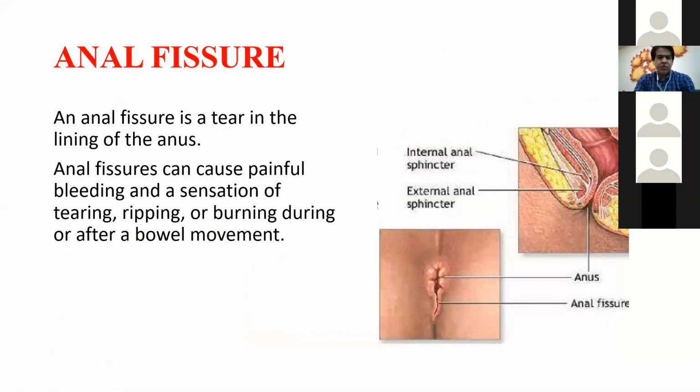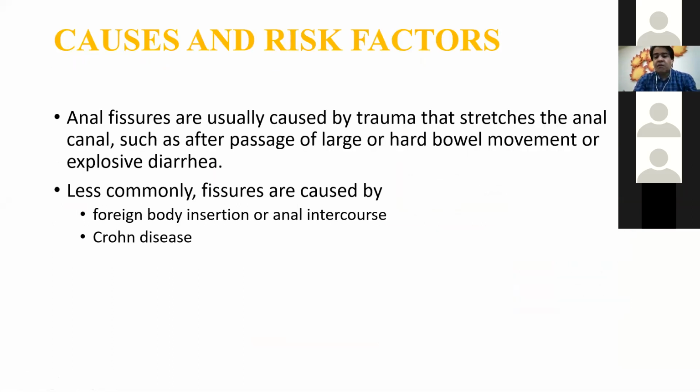The second disease is known as anal fissure. What is the anal fissure? Anal fissure is basically a tear in the lining of the anus. It usually can be seen at the level of 6 o'clock or 10 o'clock. It is a very painful condition. Usually patients come to you with painful bleeding and they have severe pain, a sensation of ripping, burning during defecation. So there are different causes and risk factors of the anal fissure.